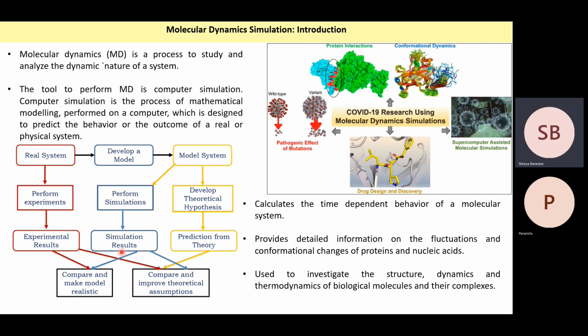And then you get the results from the simulations and you compare them to the experimental results as well as the results that were predicted from the theory. So using all these three, the experimental results, the simulation results, and the prediction from theory, better models can be made as well as the theoretical assumptions can be improved. So this is an iterative process. Once you have the initial set of results, you can use them to improve the initial model and get better results.